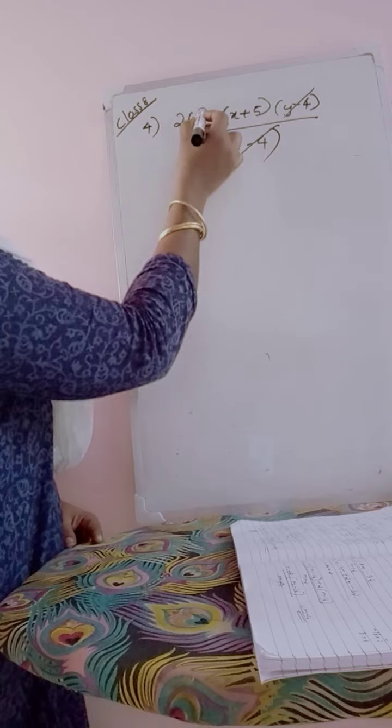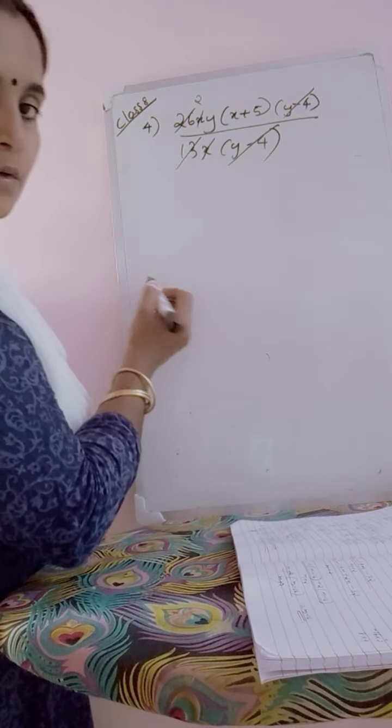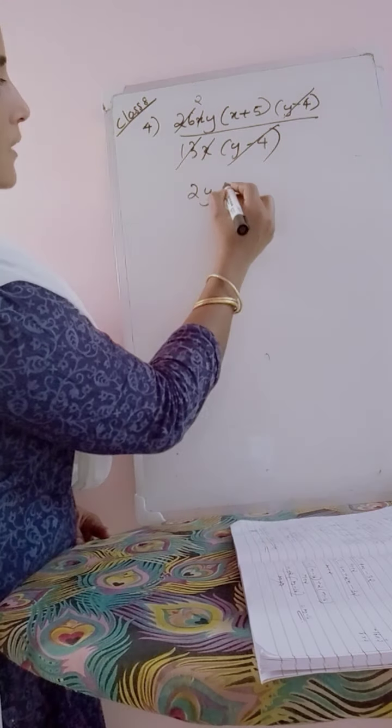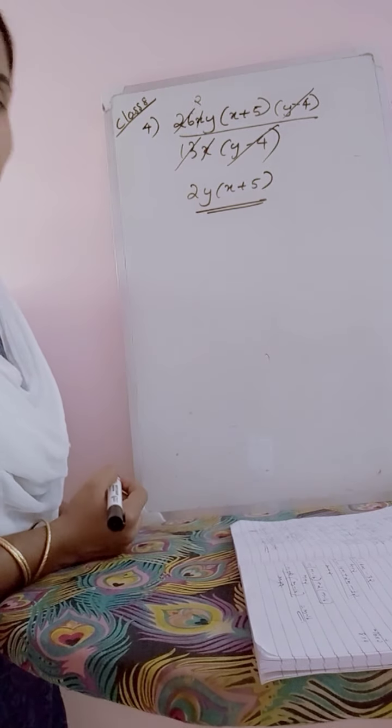Then x and x cancel. 13 cancels with 26, we get 2. Okay. So 2y remains here into (x + 5). This is the final answer.